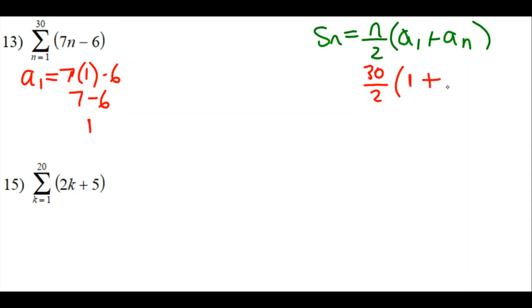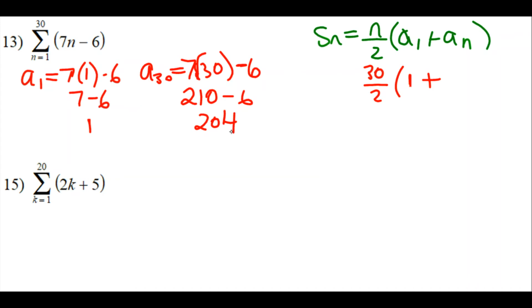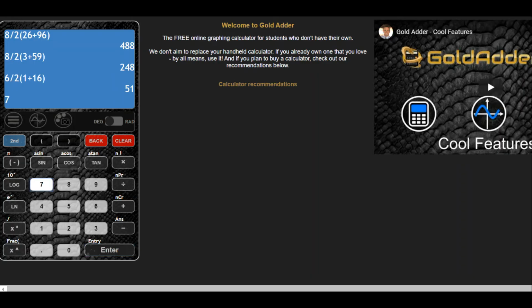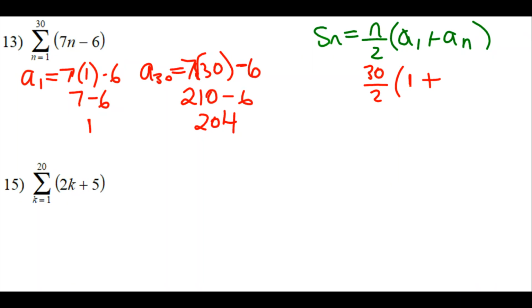Plus an is the last number, and you're going to find that by plugging in that top number, 30. So you'd have 7 times 30 minus 6. 7 times 30 is 210, minus 6 is 204. Of course, you could use a calculator for that. 7 times 30 minus 6, 204. But that's what goes in over here.